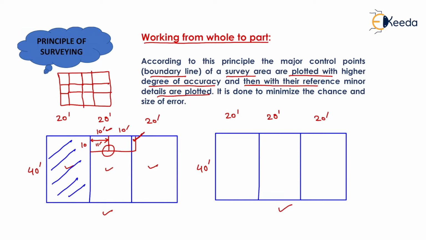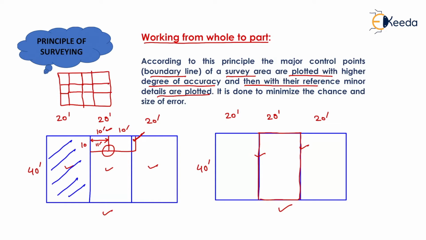But if he would choose the layout work from whole to part, firstly he will plot the outer boundaries of the area, and then with this reference line he will plot the minor details. So if he chooses the layout work from whole to part, first he will mark the outer boundaries like this, and then he will plot the rooms.